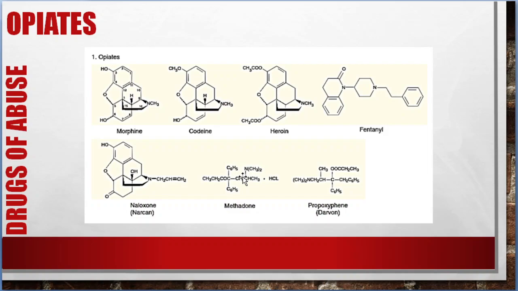Meron naman tayong sinasabing partial agonist. Among this group, sinong partial agonist dito? It is actually your codeine. Your codeine is a partial agonist which has lower efficacy than a full agonist. And lastly, we have a weak agonist. Ang pinaka-weak agonist dito is your propoxyphene. Your propoxyphene is a weak agonist, meaning mas mababang effect kaysa sa ating partial agonist.